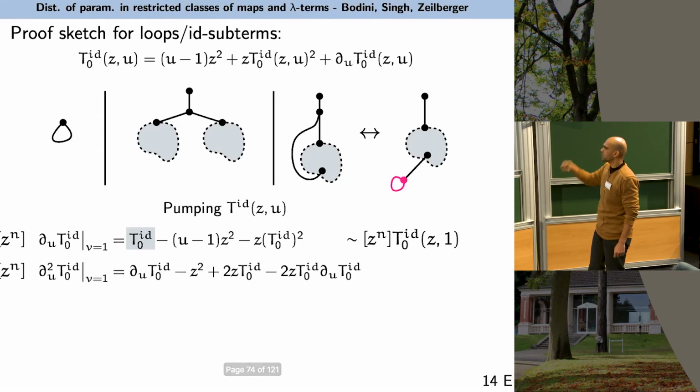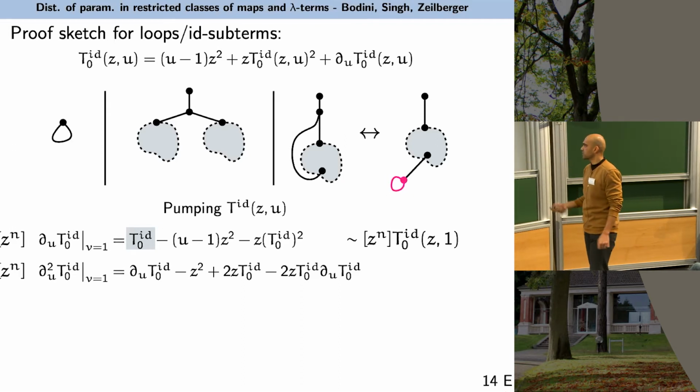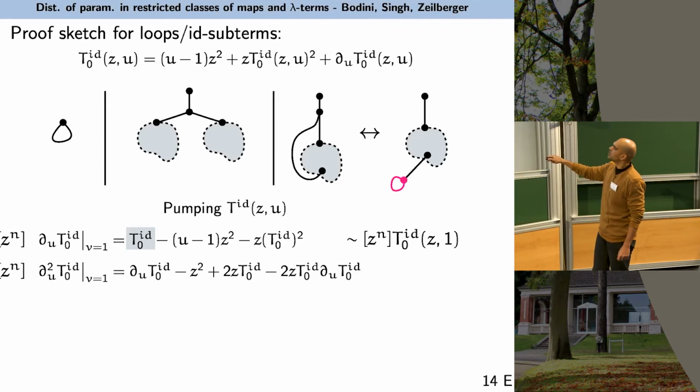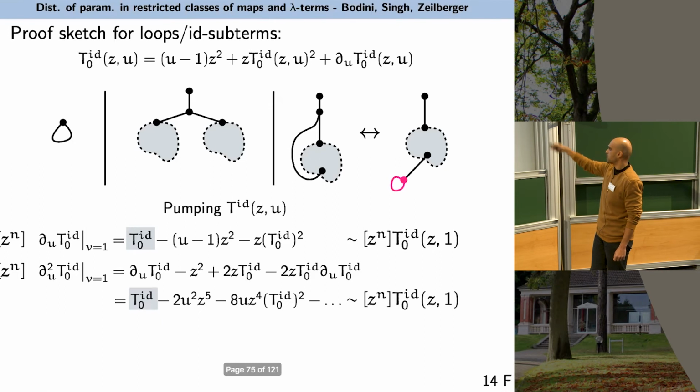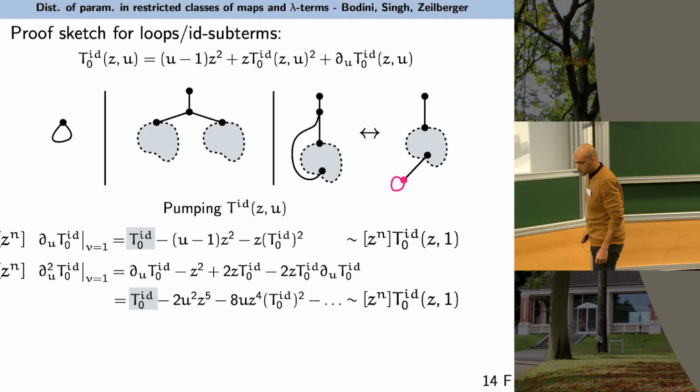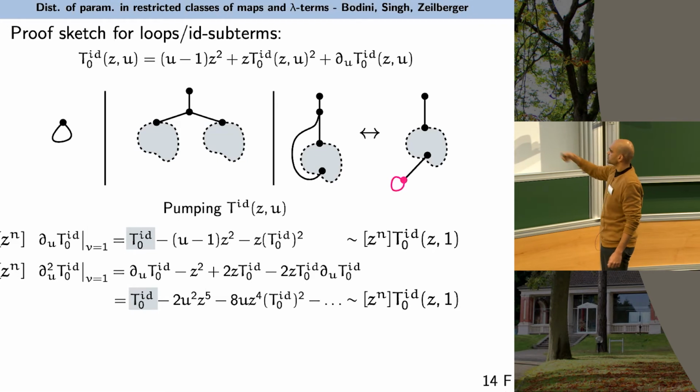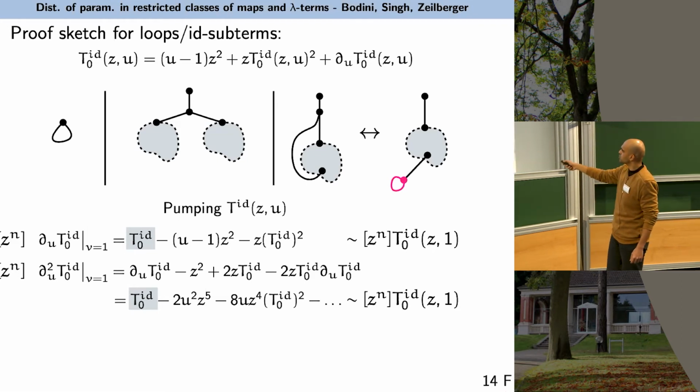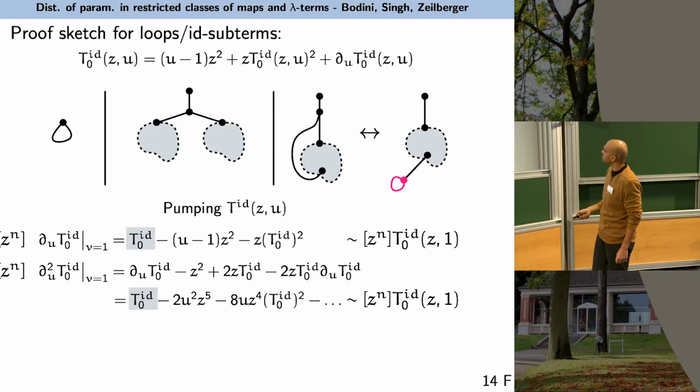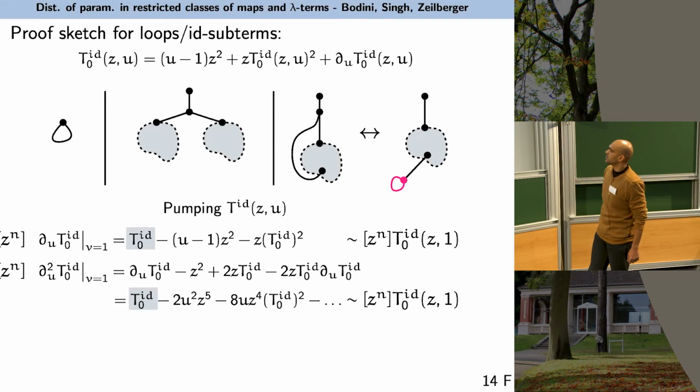And we can do this again. We can take the second derivative. We're looking at the second factorial moment. And we see once again that by replacing the derivative in u with the formula we found before, and this is the pumping step, we have a new equation, quite a few terms this time, but again, all of these terms will not contribute, and the only one that contributes is essentially the original generating function.